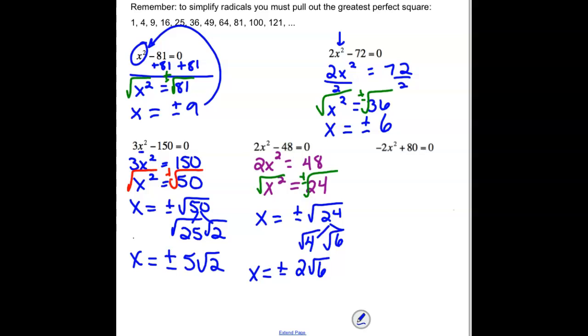Our next example, we're going to subtract the 80 to the other side. Then we have to divide out a negative 2. So we end up with x squared equaling 40. All right, go ahead and finish this one up and then turn the video back on to check your answer.